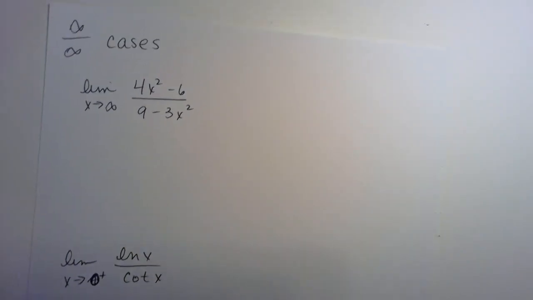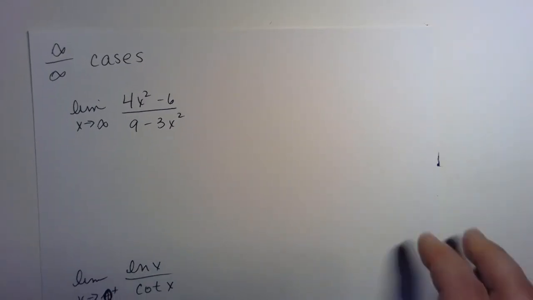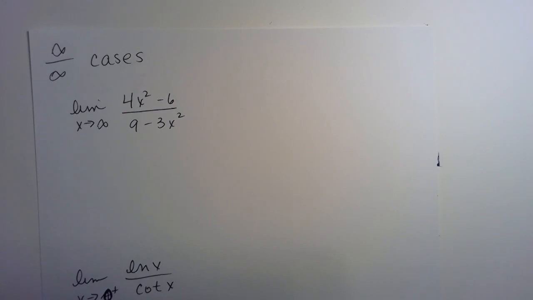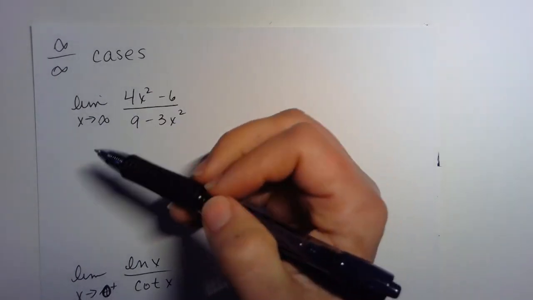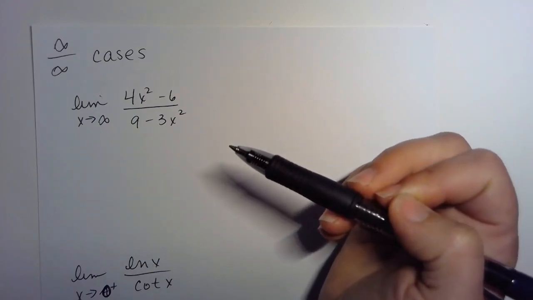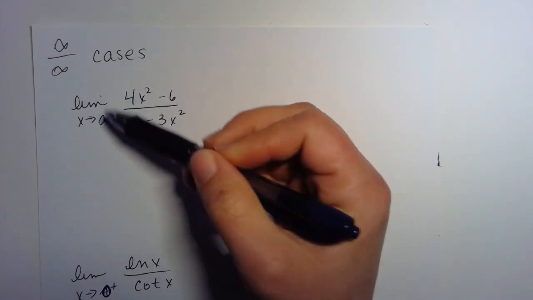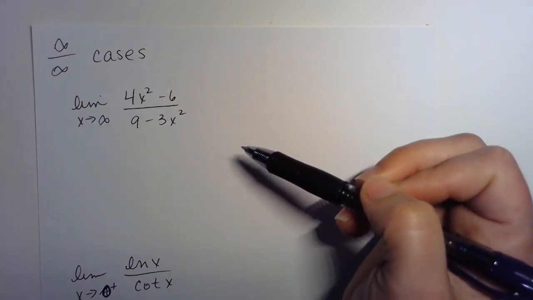All right, so those were some 0 over 0 cases. So let's look at some infinity over infinity cases. Okay, so we've looked at these, depending on which class you're in, a couple of different times, right? So if I look at the limit as x approaches infinity, I'm really looking for the horizontal asymptote of this, the end behavior of this rational function.